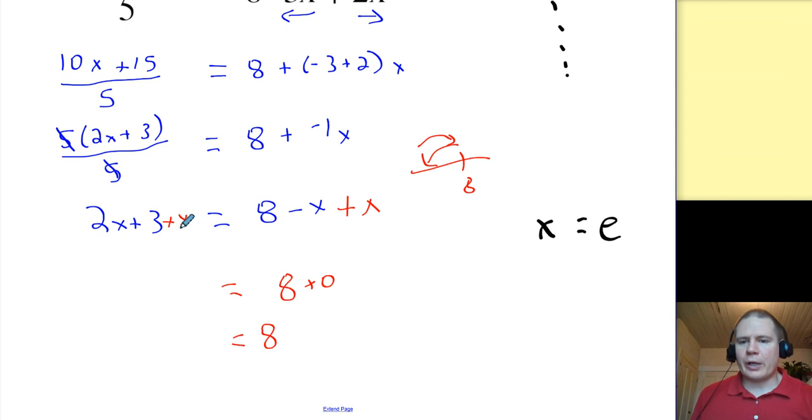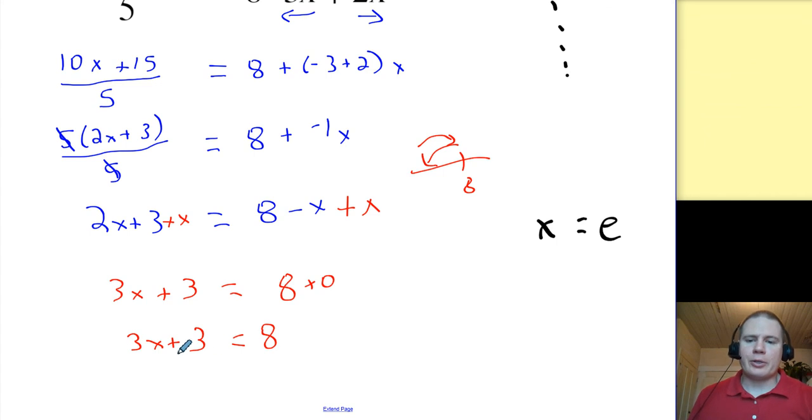So now I have 2x plus x, that's 3x, plus 3. 3x plus 3, 2 terms, not much different than 2x plus 3. But now on the right-hand side, 8 as a single term instead of 8 minus x as 2 terms. I've simplified my whole equation by cutting down the number of terms by 1.